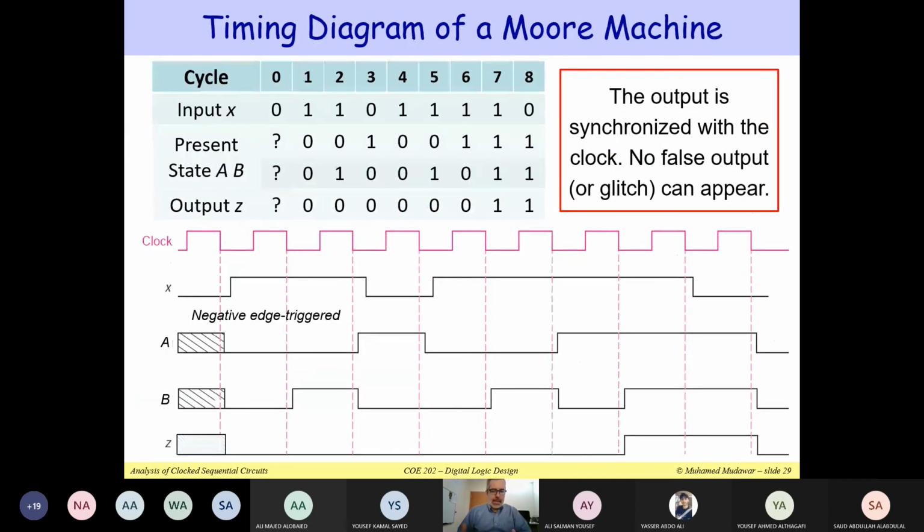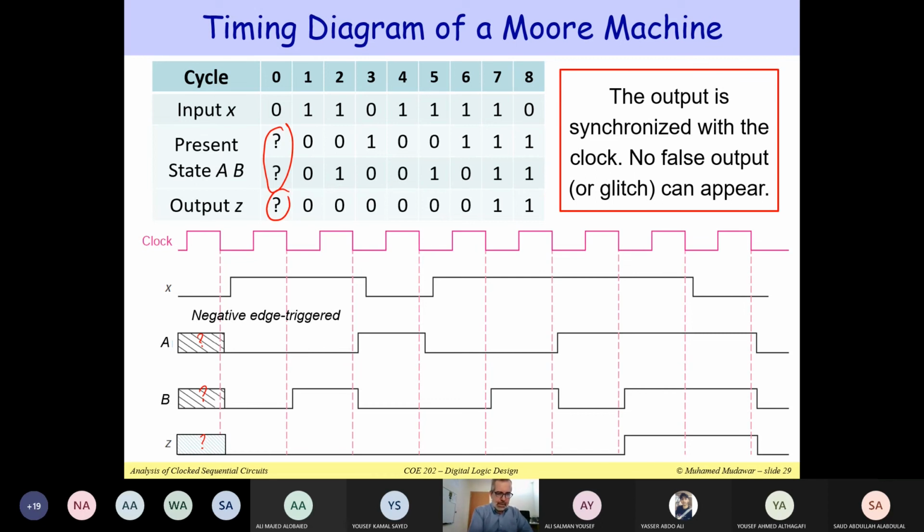You can also draw the timing diagram as shown here in this slide. This is also very simple. Starting initially, even though the present state is unknown, the output is unknown because the output depends on the state. This is shown here as question marks, or shown maybe in red, depending on your simulator, or shown as X, for example.